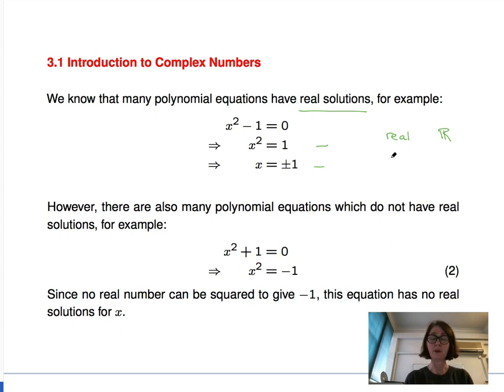But there are also polynomials, and you'll know this also from your work at school, things like this one, x squared plus 1 equals 0. And if you rearrange this polynomial, you get x squared equals minus 1. And you will have seen things at school like this, you would have said has no solutions. Or has no real solutions. And the reason that this has no real solutions, of course, is that you can't find any real number x such that x squared equals minus 1.